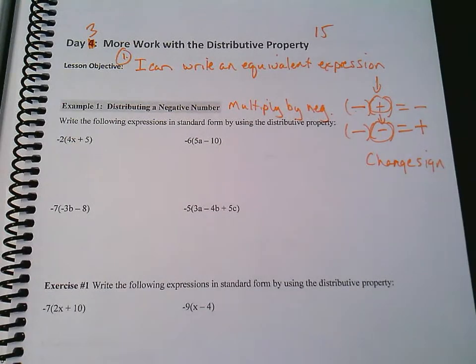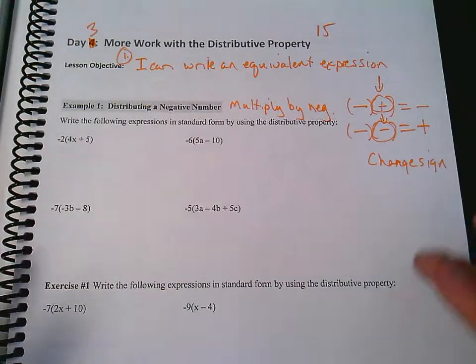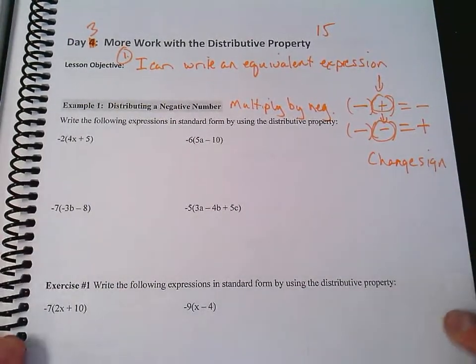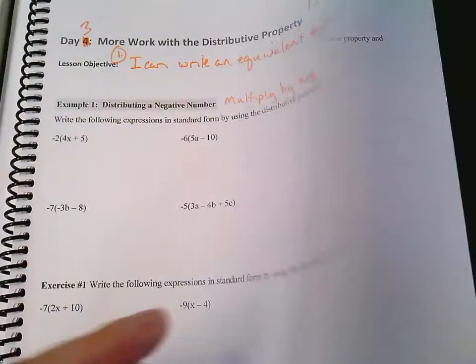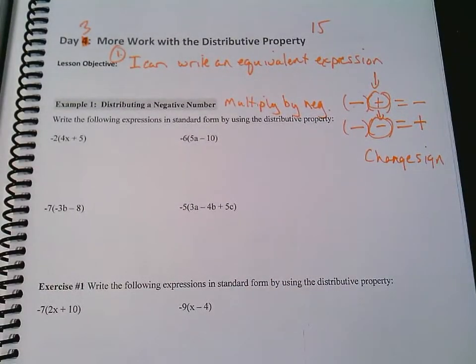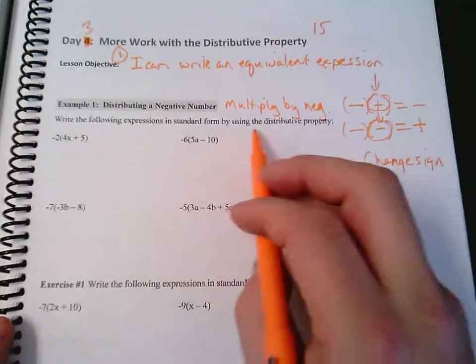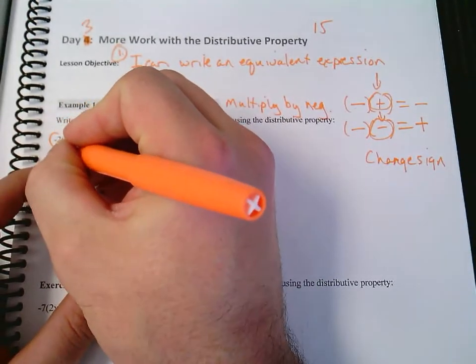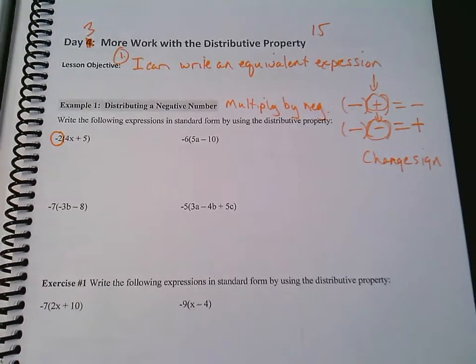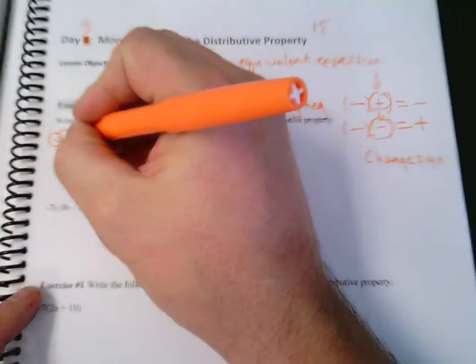I'm going to model 4 problems for you. Then there'll be an exercise as a checkpoint, and then another example and some more exercises to complete the work for number 1. Write the following expressions in standard form by using the distributive property. Looking at the first one on the left, notice there's now a negative number in front of the 2. So we're going to distribute the negative 2.